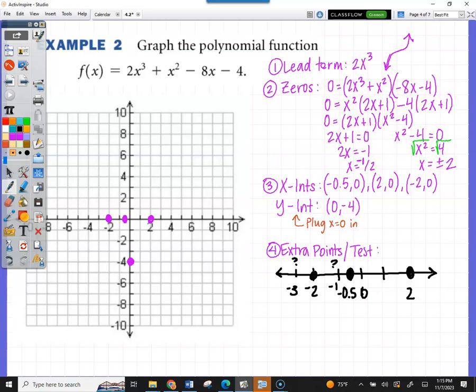Okay. I'm going to pick 0. We already have the 0. I would have picked 0 and then I would remember that's the y-intercept. Never mind, that's the y-intercept. Let me put that right there. Y-intercept. And then on the other side of 2, 3.